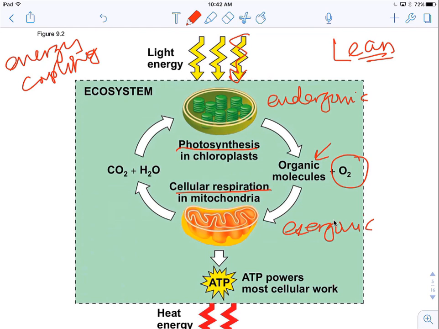Cellular respiration releases the energy stored in the organic molecules by photosynthesis and uses that energy to power the production of ATP. In that process, it releases carbon dioxide and water as its products, and those are the building blocks that photosynthesis uses to make its organic molecules. So you see, it's kind of this cycle, okay? We can't do one without the other.